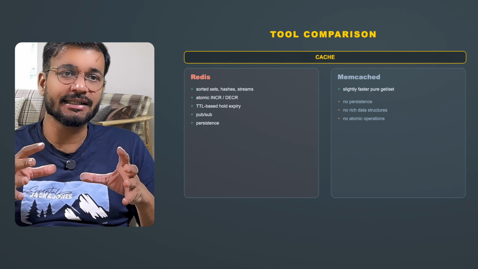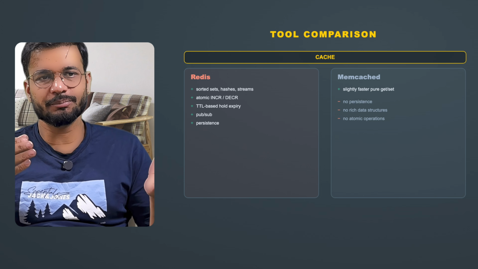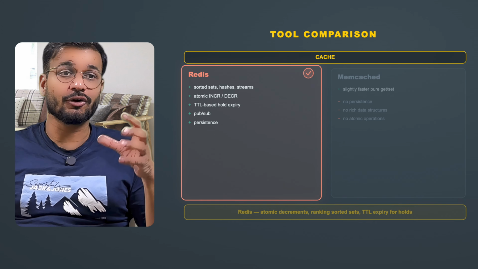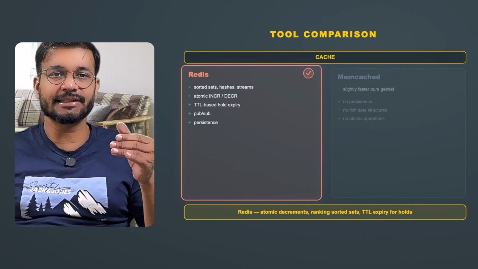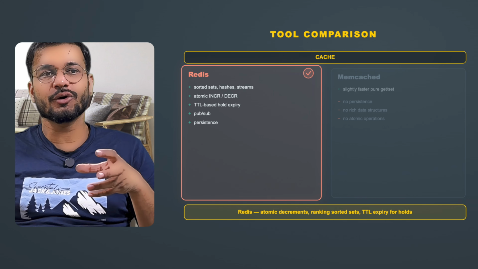Whereas Memcached is simpler, a pure key value cache. It is slightly faster for simple get and set at extreme scale. And it is not persistent. Now for this system, we will use Redis. We need atomic decrements for availability summaries, sorted sets for ranking, and TTL-based expiry for the holds.